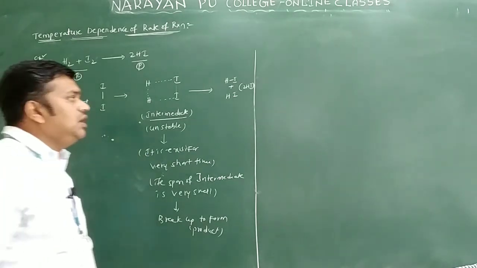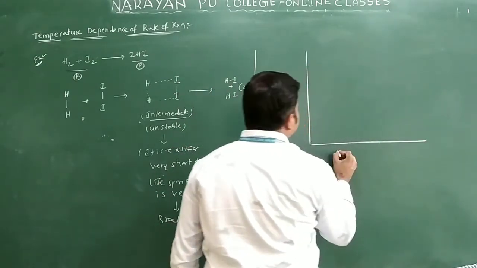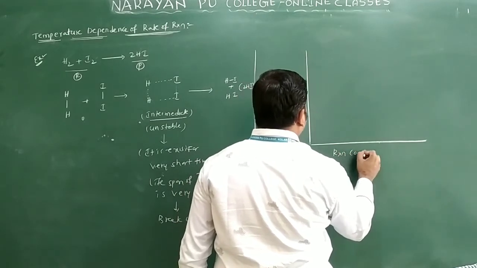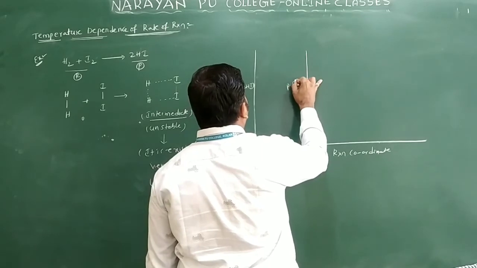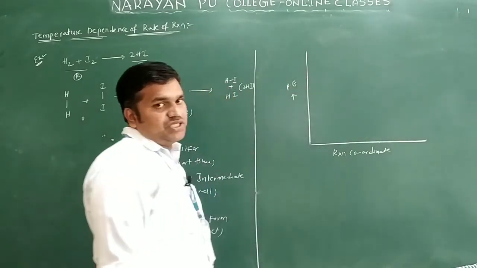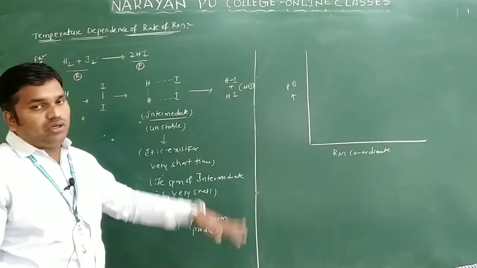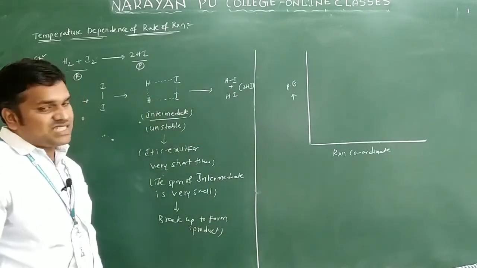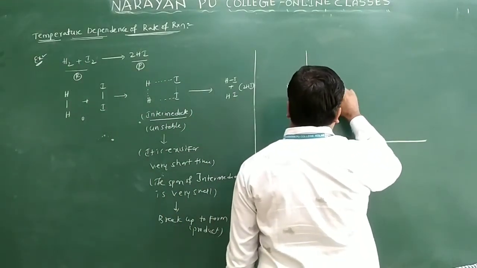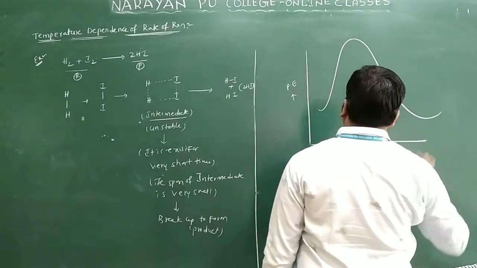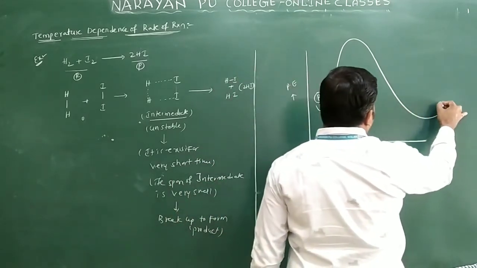I want to take potential energy versus reaction coordinate. This is the reaction coordinate, and here I am taking potential energy. Potential energy versus reaction coordinate shows how the reactant molecules are converted to product. Before that, an intermediate exists. Clear? Here the reactant molecules are there, and these reactant molecules are converted into products. So this is the reactant and this is the product.